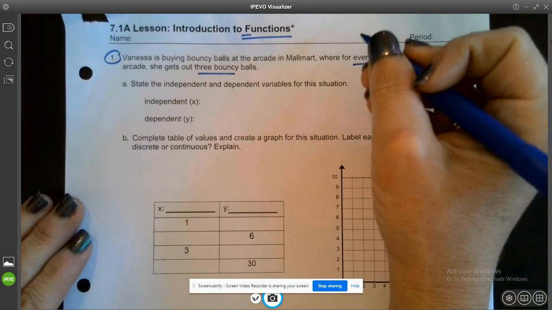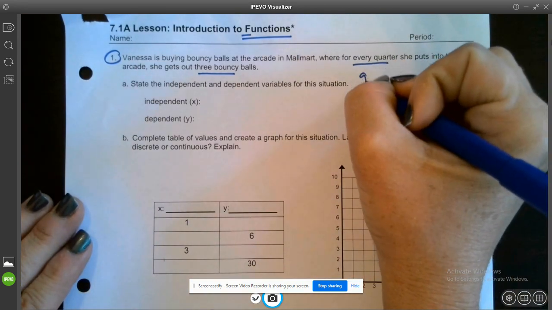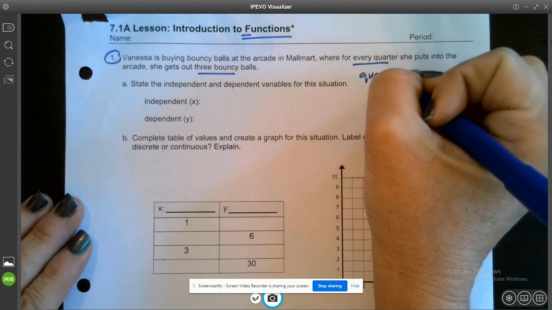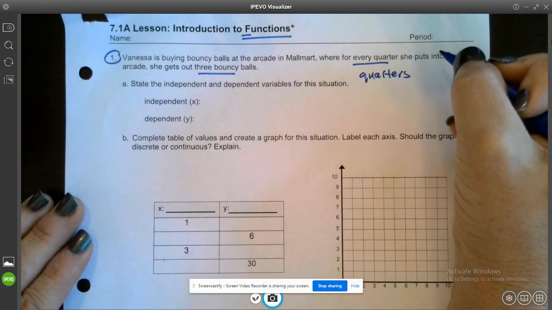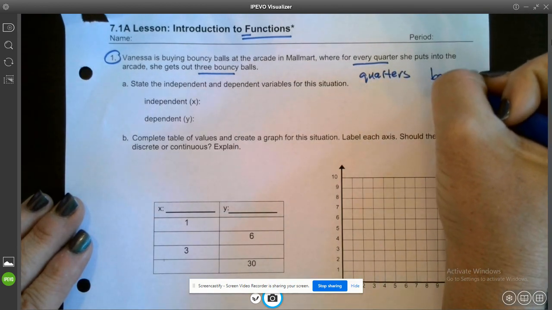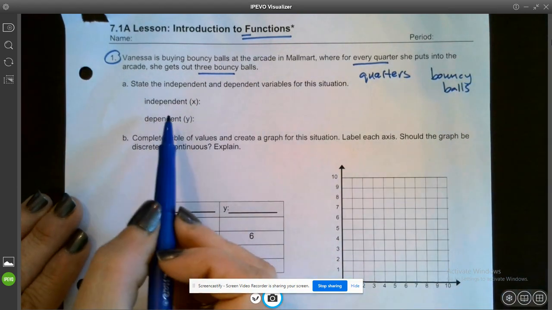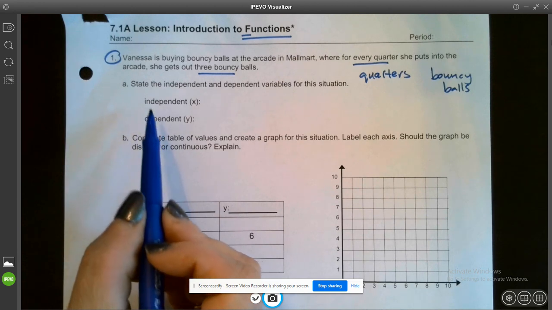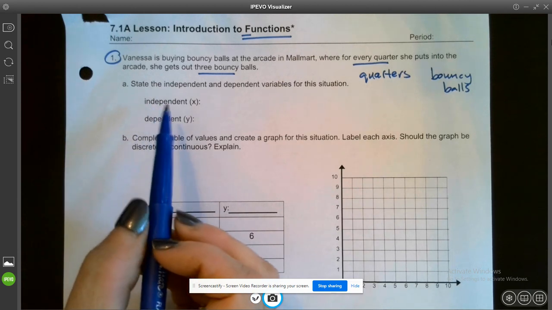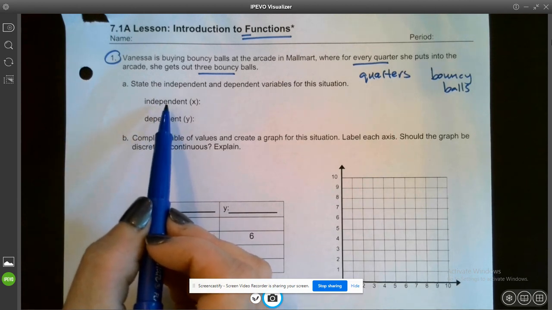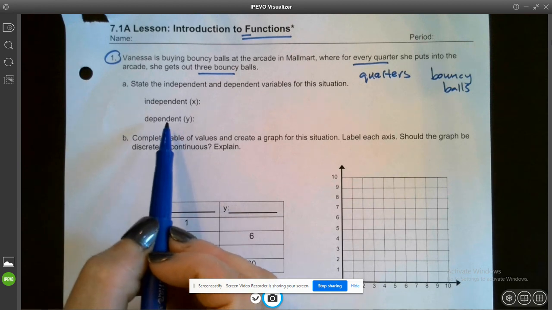So again, it looks like we're talking about quarters. We're talking about money, and then it looks like we're talking about the bouncy balls. So if you remember, the dependent variable is the one that is dependent on the independent. So the independent's like the driving force, okay? That's the one that's going to determine the other one.